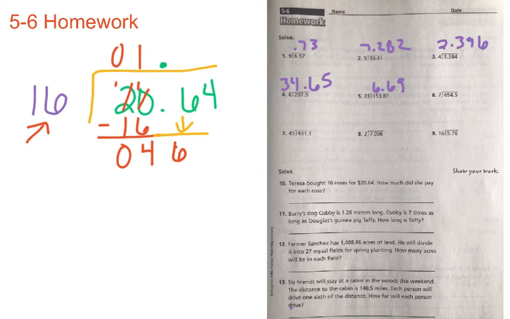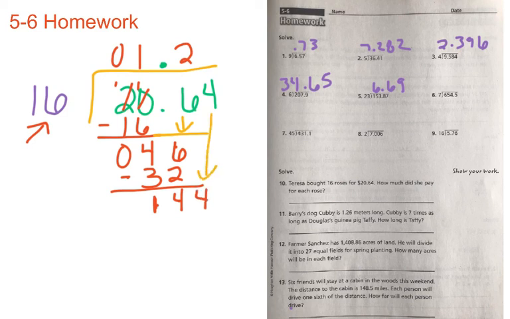16 times 2 is 32. 16 times 3 is 48, which would be too big, so it's going to be 2. And again, 16 times 2 is equal to 32. Go ahead and subtract. 6 minus 2 is equal to 4, and 4 minus 3 is equal to 1. Check your divisor and your remainder. 14 is less than 16, so again, you're good to move on to the next one. Let's bring down our 4.